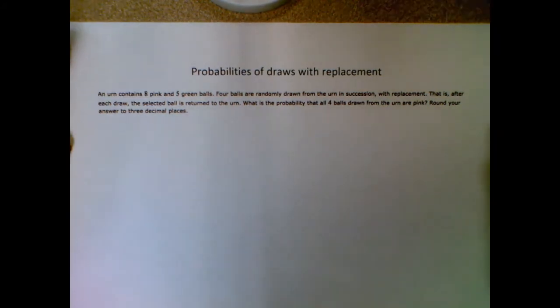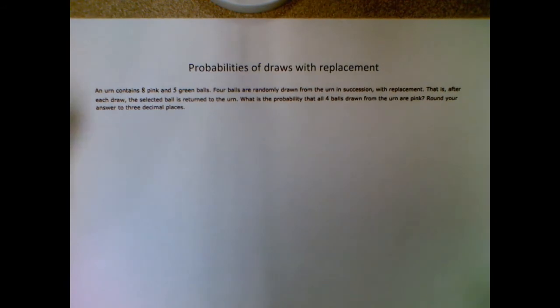So we have an urn that contains 8 pink and 5 green balls. 4 balls are randomly drawn from the urn in succession, so one after the other with replacement. So theoretically I could draw one, put it back in, draw it again, and keep getting the same ball 4 times. That's what that means. What is the probability that all 4 balls drawn from the urn are pink?